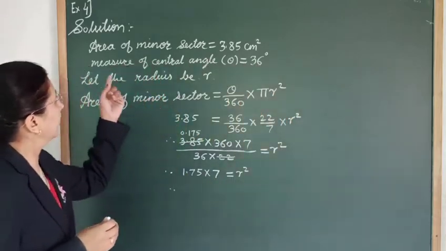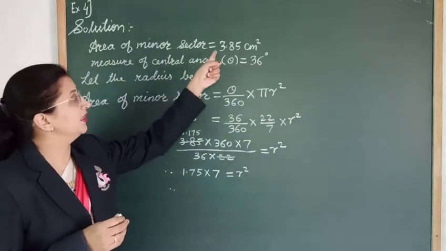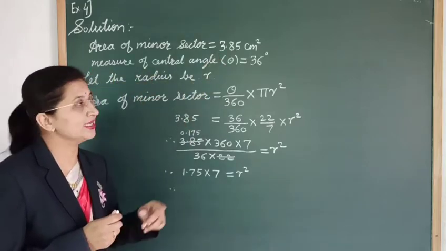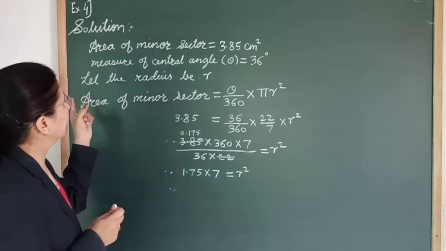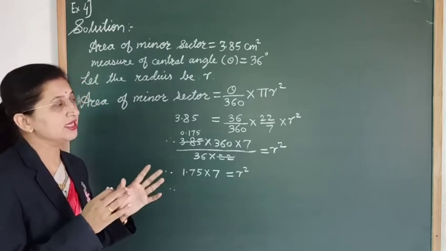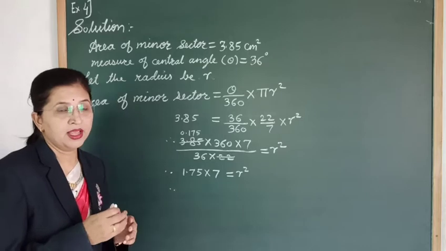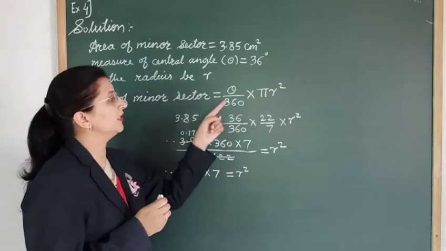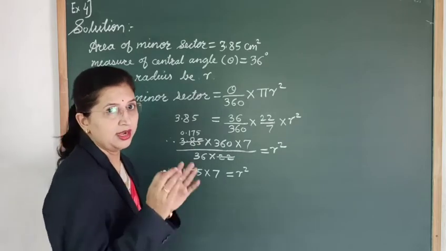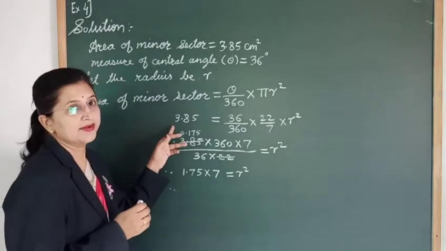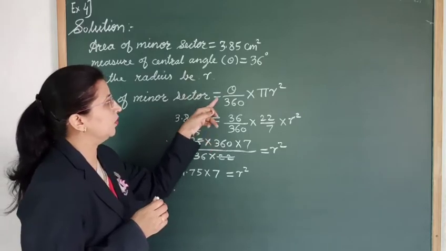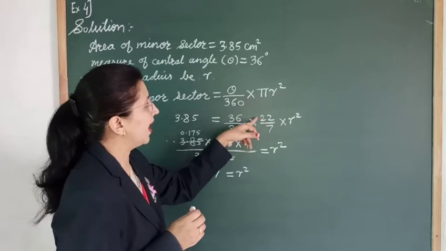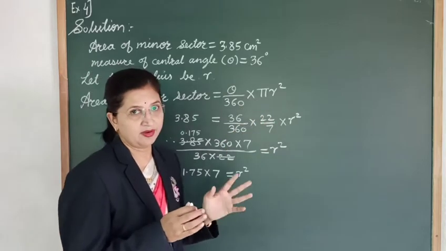So, here, area of minor sector is given 3.85 square centimeter. Then the measure of the central angle, that is theta, is given 36 degree. And we are asked to find the radius. So, let's consider the radius as r. Then we know the formula: area of minor sector is equal to theta upon 360 into pi r square. Let's put the values. Here area is given, 3.85 is equal to theta 36 upon 360 multiplied by pi 22 upon 7, r square will be as it is.